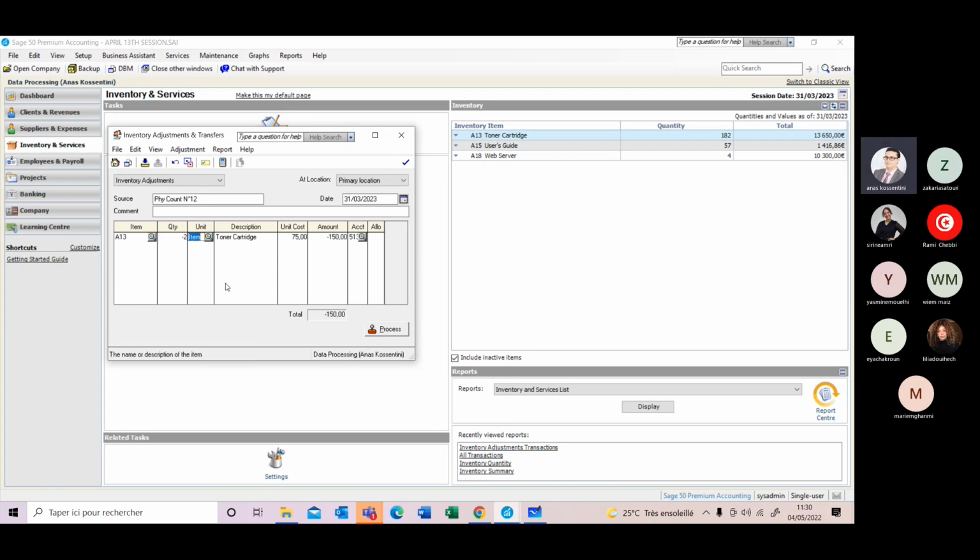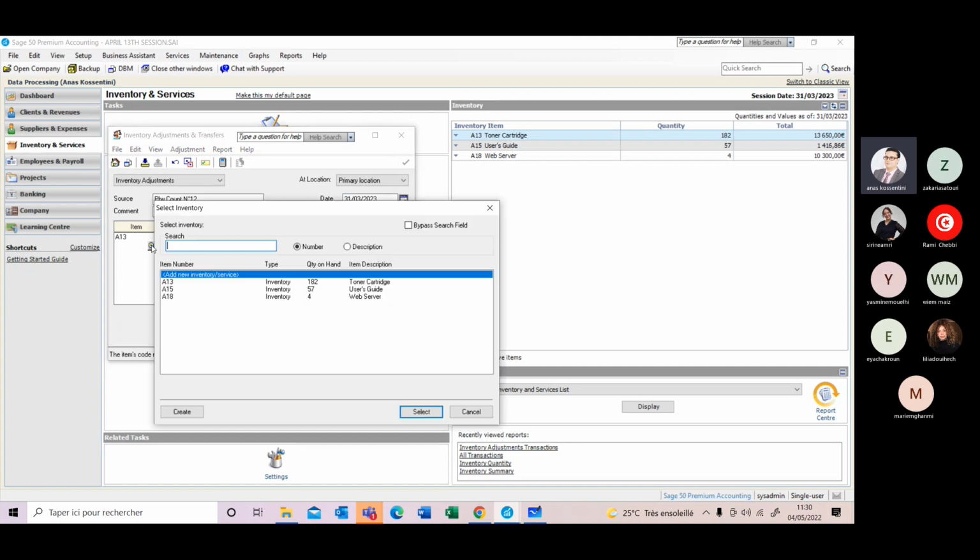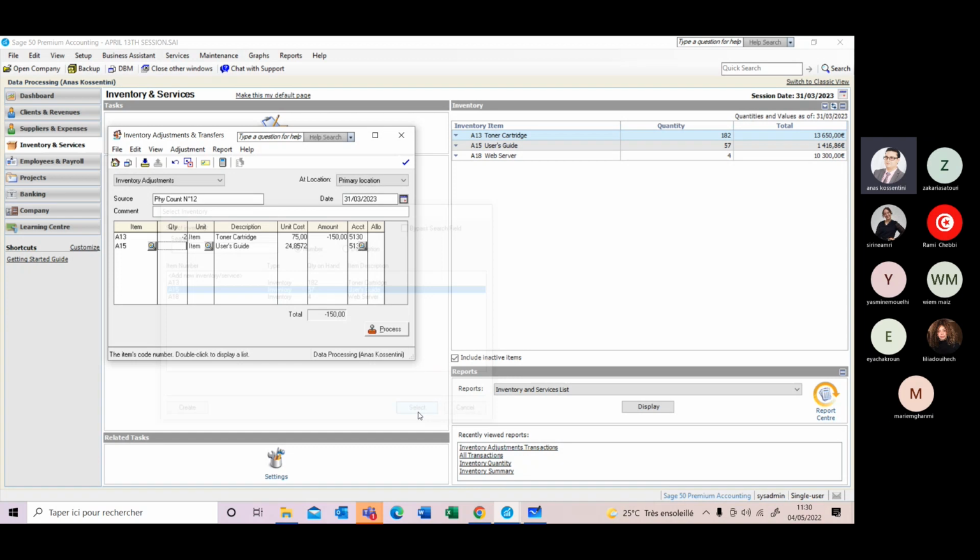By the way, guys, if you have another item that you missed some element for example, I can add in the second line A15. Just for the sake of example, say that A15, you select. Of course, I'm using it as an example. So I say that -1, I'm missing 1 unit.